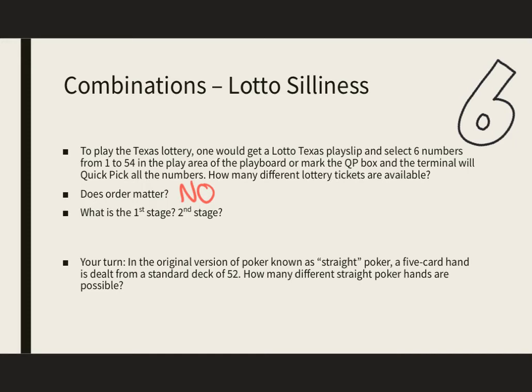So let's talk about what the first stage is and the second stage. Well, the first stage is your first number, and the second stage is the second number. So let's start with the slot method. We have 6 slots, 54 numbers, 53 after the first one, and so on.